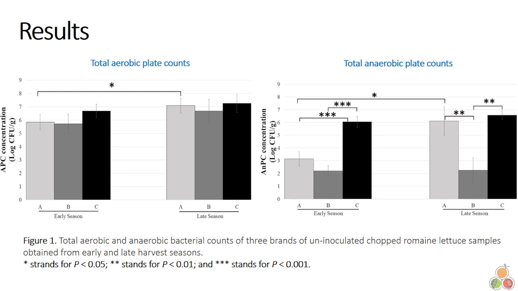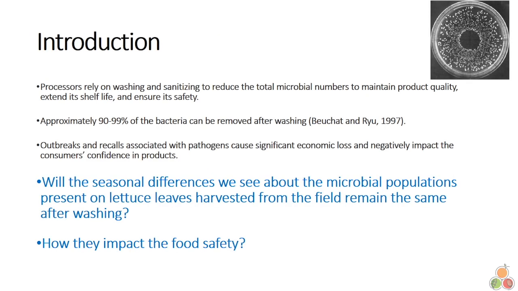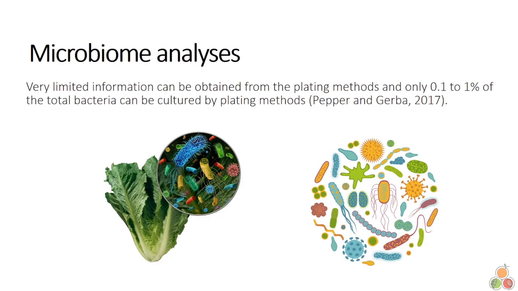So again, this is just a count, okay? When you look into the plate, they all look like this, right? You cannot tell what they are. So that's why we decided to do the sequencing and the microbiome analysis. Just a quick sentence here: very limited information can be obtained from plating methods because only 0.1 to 1% of the total bacteria can be cultured by plating, which means that what you see is only a small portion.